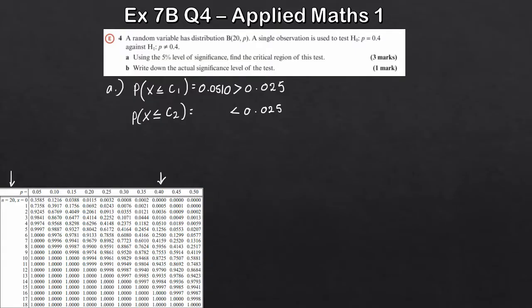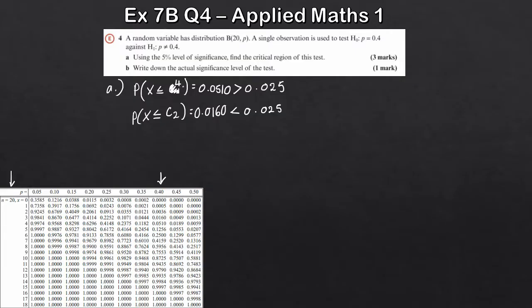And what's the x that corresponds to that? Well, if you go along that row, that's 4. So that's probably that x is less than or equal to 4. That gives us 0.0510, and that's greater than 0.025. So all you do then is look for the first one that was before it. In that case, just go one back, so it has to be this 0.0160. So it's the first one before we're greater than it.